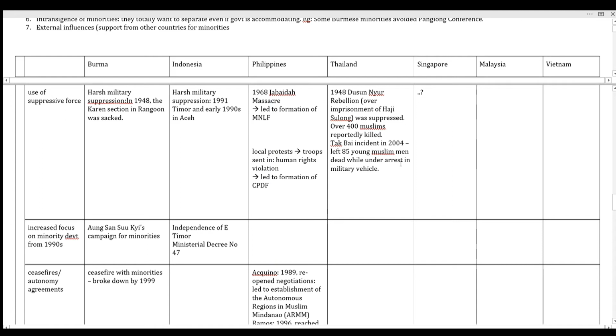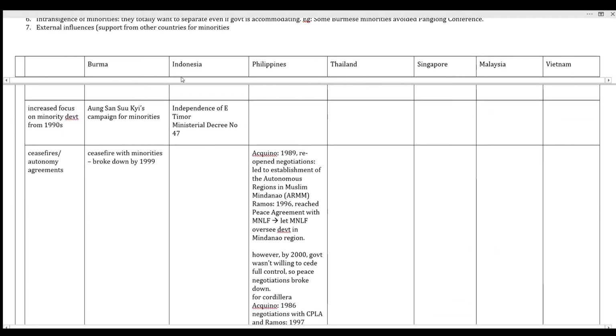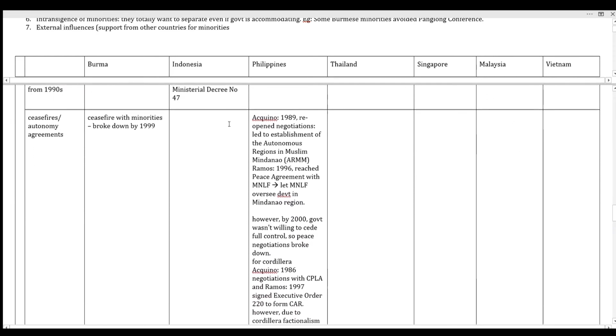Okay, so in Thailand, we have the 1948 Dusun Rebellion over the imprisonment of Haji Sulong, and this was from the Muslims, and this was suppressed. The government suppressed this rebellion by Muslims, and a lot of people got killed and stuff like that. So there's all these issues. And for this, nothing much to say. Okay, so I already mentioned this in 1990s.